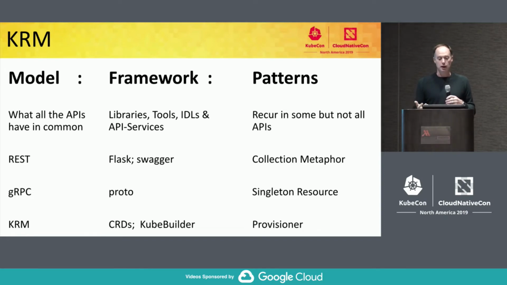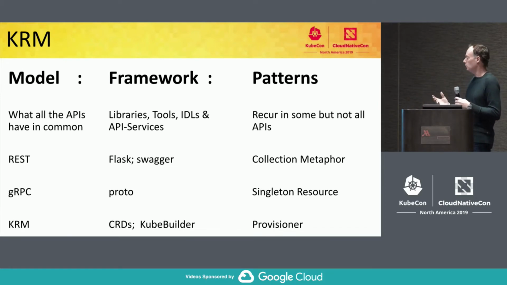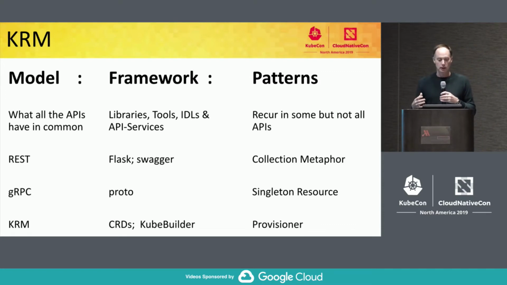If you're going to use a REST API, you might use Flask as a library to help you. For KRM APIs, I like to use KubeBuilder. KubeBuilder uses CRDs. You don't have to use CRDs, but you should. And then finally, a pattern is something that tends to emerge as a good way to do things. It's not something that every API uses within the model, but a lot of APIs in the model use it. So if you search for REST patterns on Google, you're going to find a lot of hits. If you search for gRPC patterns, gRPC is another model, you're going to get an official gRPC guide with a list of like 20 patterns.